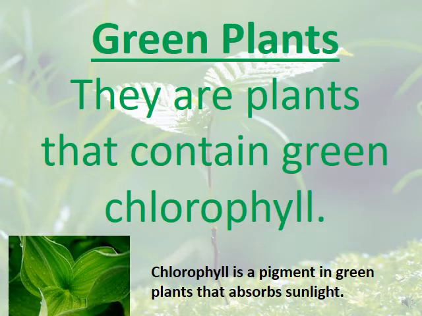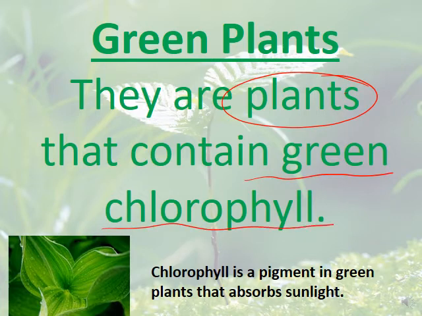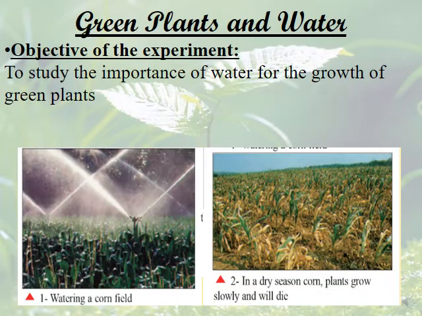What is the definition of the green plants? The green plants are the plants that contain the green pigment, which is called the chlorophyll. Chlorophyll is the pigment in the green plants that absorbs the sunlight. So the green plants are the plants that contain the chlorophyll. They are also called chlorophyllic plants.